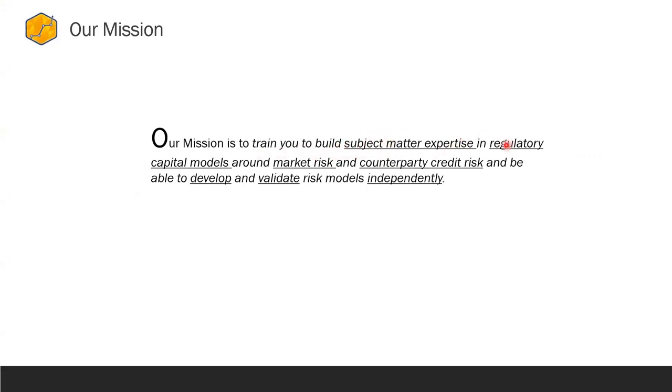to train you to build subject matter expertise in regulatory capital models around market risk and counterparty credit risk, so that you are able to develop and validate risk models independently. That is important. My job is to ensure that you get enough mathematical maturity and subject knowledge about regulatory capital models. So given a chance, you can independently build algorithms to implement a particular risk model.